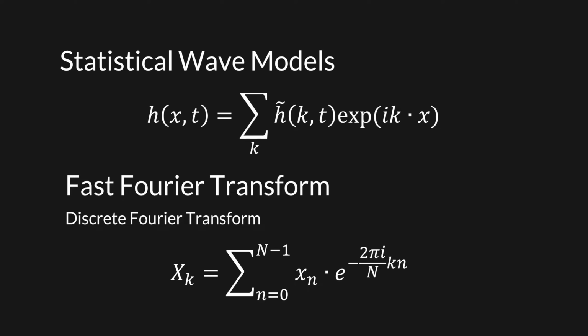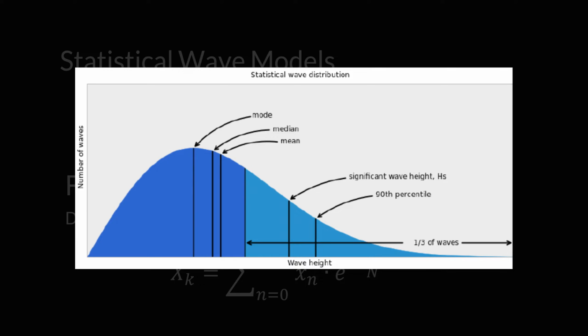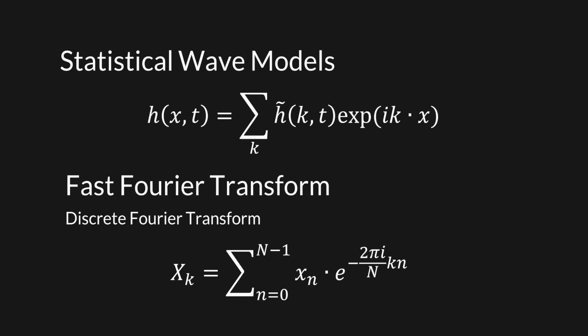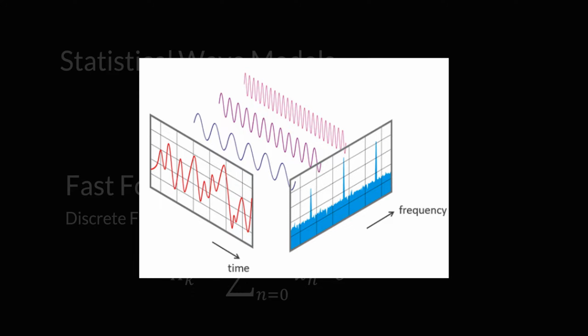Statistical wave models are mathematical representations that describe the statistical distribution of wave characteristics within a specified area over a given period in oceanography. Fast Fourier Transform is an algorithm designed for efficiently computing the discrete Fourier transform.